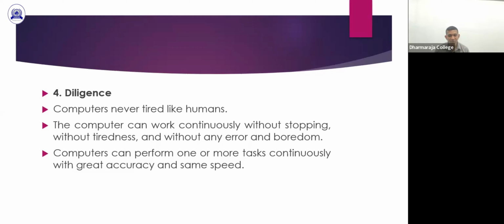Right? Computers can perform one or more tasks continuously with great accuracy and the same speed. For example, in Japan, they are manufacturing cars using robots. The robot will never say, I need to go for lunch, I need some rest. No. It always produces at the same speed, so they can produce a lot of cars at the end of the day. So you can see computers can do much work at the same time.